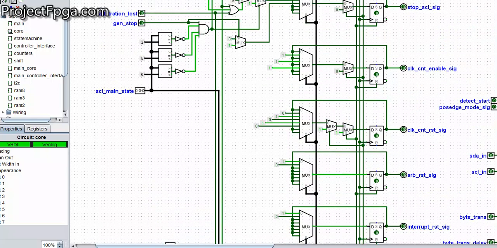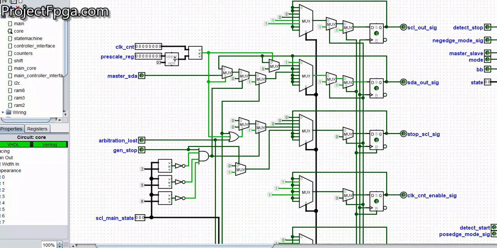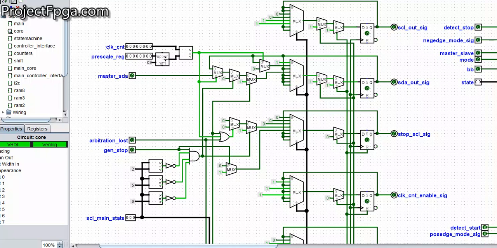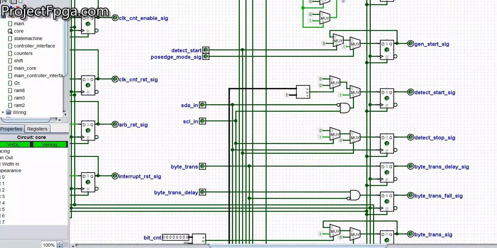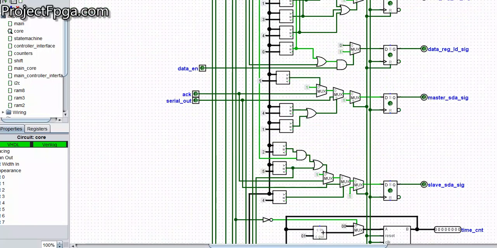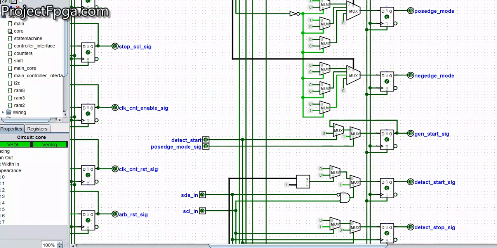I think I did well to explain this. In the next tutorial, we're going to talk about the other part of the state machine, the other part of the core. We'll discuss what it does and how to use them. Thank you.